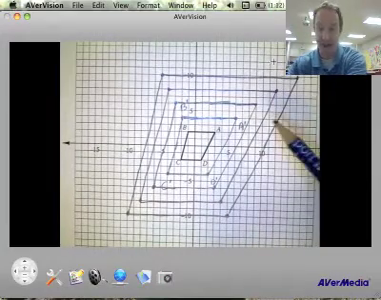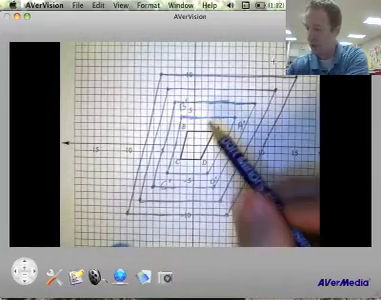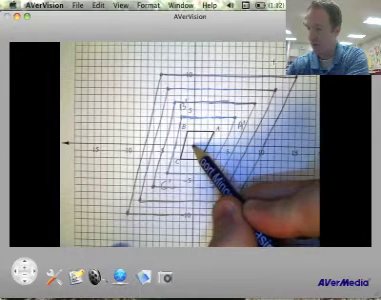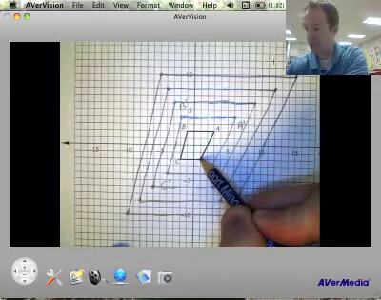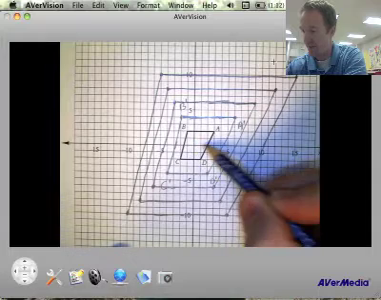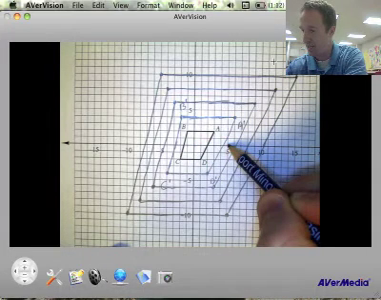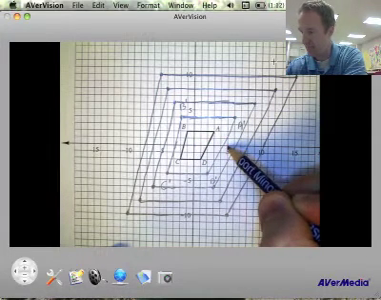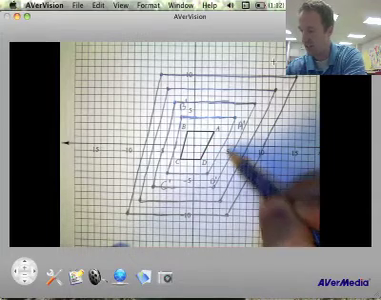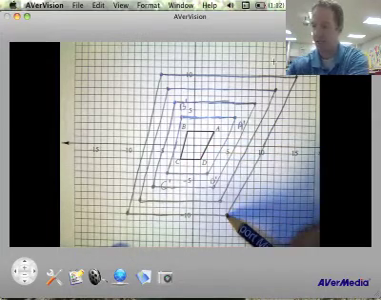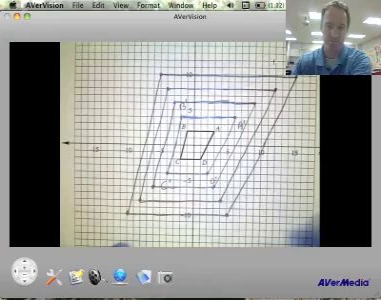With a scale factor of 5, you go 5 times as far. So instead of going right 1 and down 2 to get to D, you'll go right 5. 5 times 1 is 5. And down 10. 5 times 2 is 10. And that's how we end up there. And you do the same thing for each point.